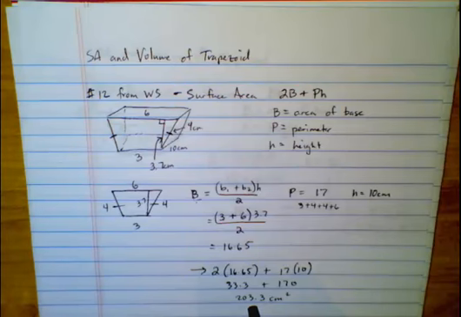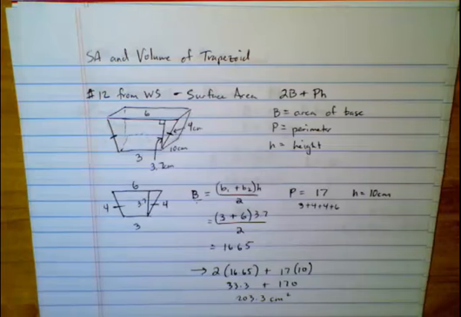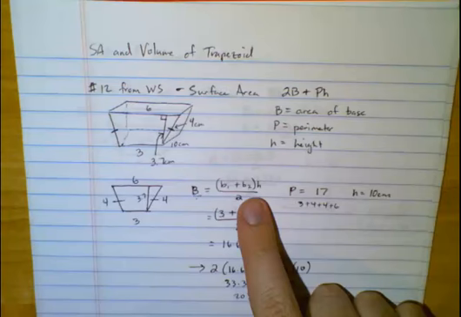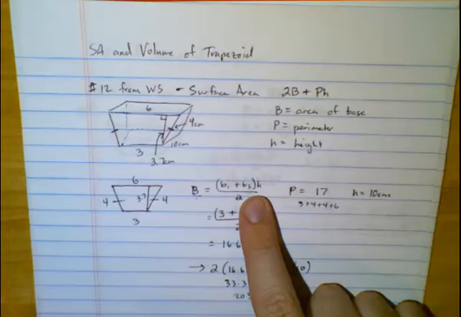Once again, remember, trapezoid prism, all right? Why are we using the area of a trapezoid for the area of the base? Because that's the base, the face that has two parallel bases. They are parallel to each other.